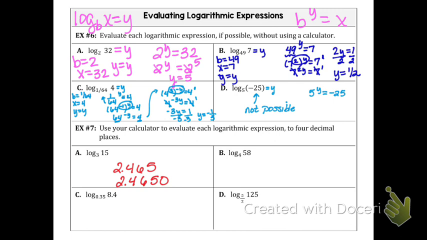All right, then B. If you want to, you can just arrow up and steal the one you just did and then change it to log base 4 of 58. You should get 2.9290. And then go up and steal it again. Change it to log base 0.35 of 8.4. It should be negative 2.0272.